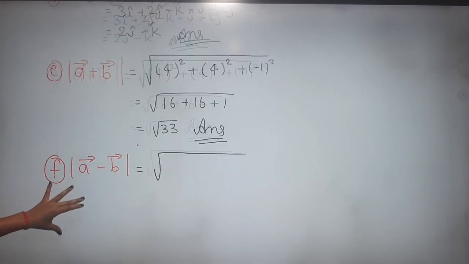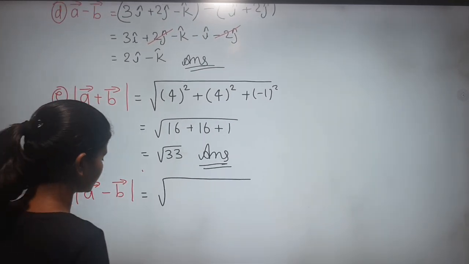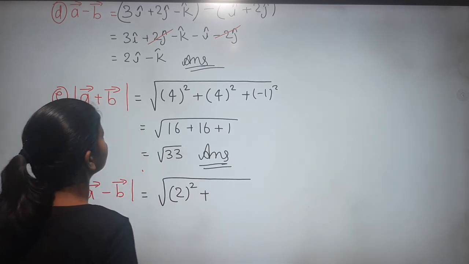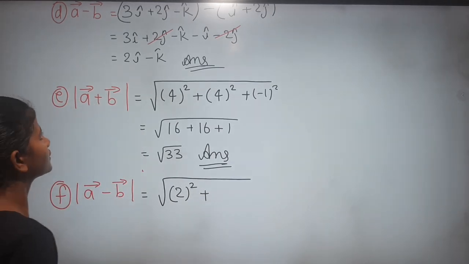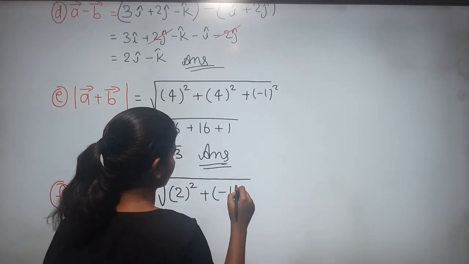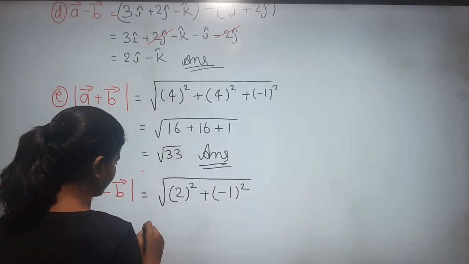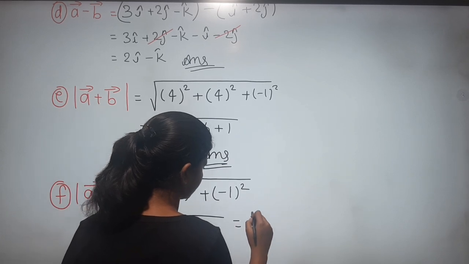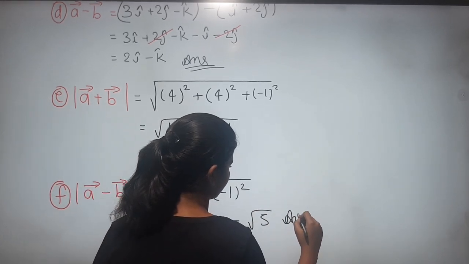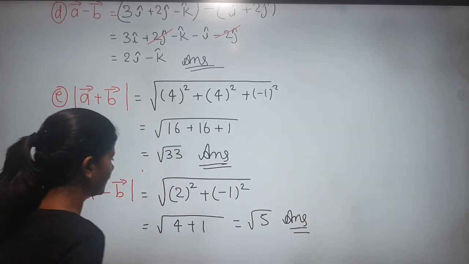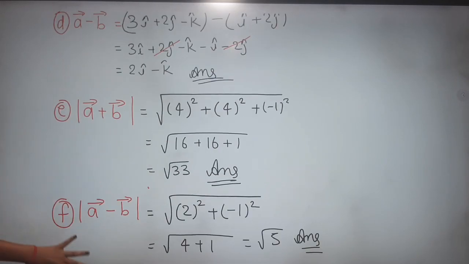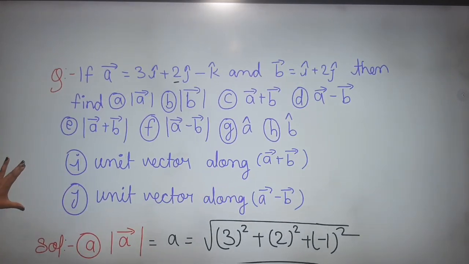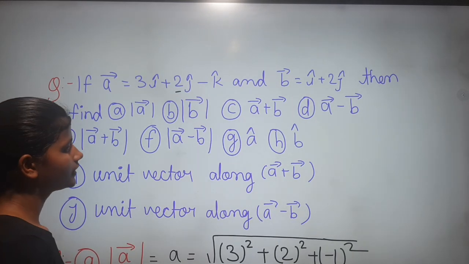So here the coefficient of i cap is 2, square, plus the coefficient of j cap is 0, plus the coefficient of k cap is minus 1, square. 4 plus 1, that is root 5. This one is our answer. So I hope you understand very well. Now, we have to find a cap.